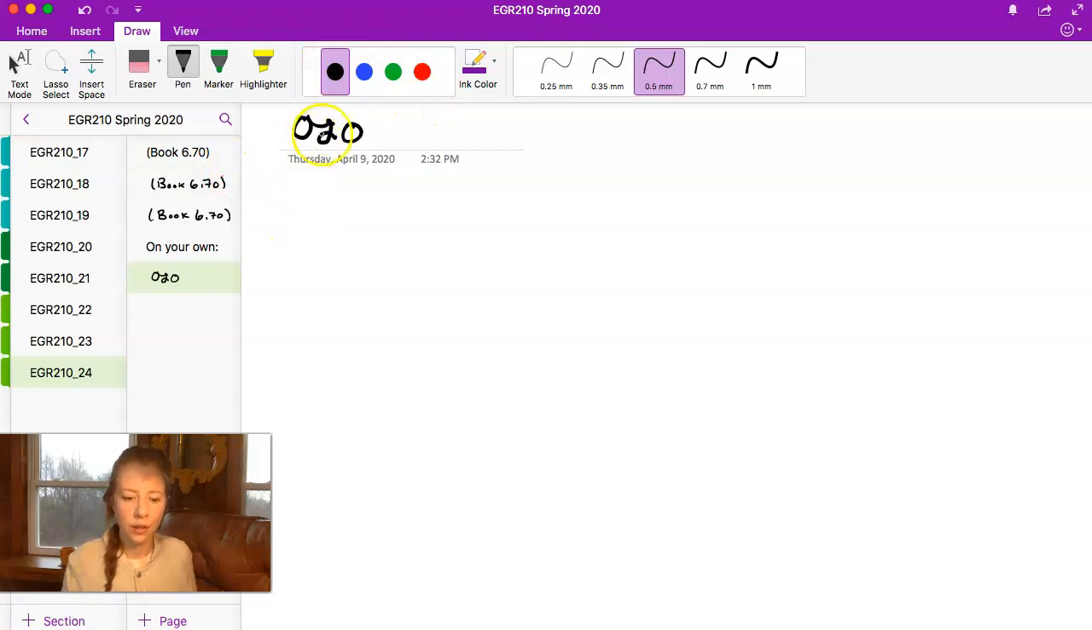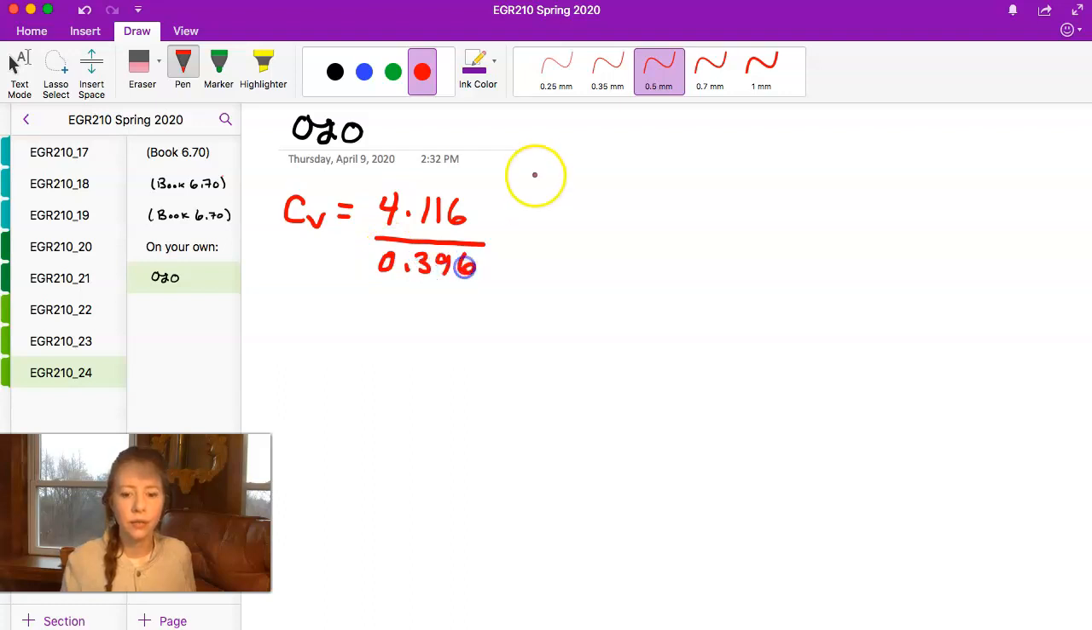So Cv is going to equal 4.116 kilojoules per kilogram Kelvin divided by 0.396, which is going to give us 10.39 kilojoules per kilogram Kelvin.